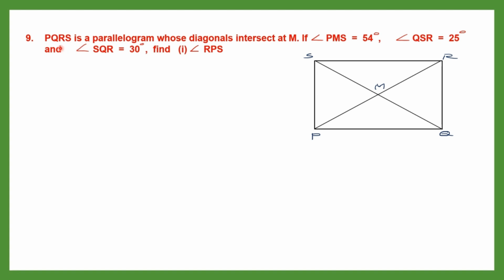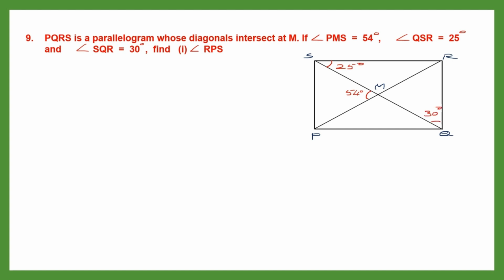Question 9. PQRS is a parallelogram, we have it here, whose diagonals intersect at M. So we have one diagonal here SQ, another diagonal RP, and they intersect at M. Angle PMS is 54 degrees, so let's write that. So this is 54 degrees, and angle QSR, this side, is 25 degrees, and angle SQR, this side, is 30 degrees. So this is what is given to us.